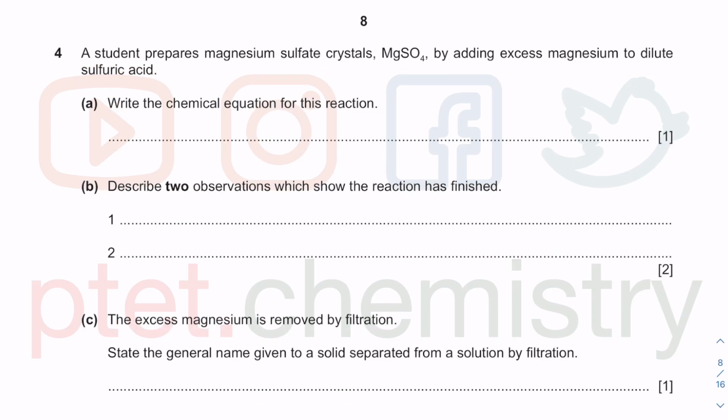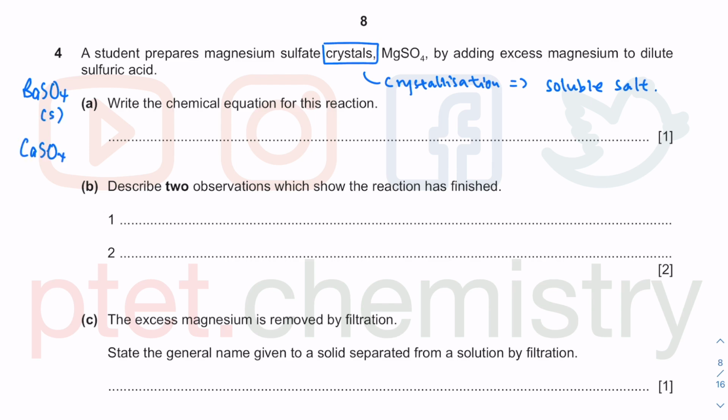In this question number 4, we wanted to prepare these magnesium sulfate crystals. So this is from crystallization. If we have crystallization, we are looking at a soluble salt. You do know that sulfates are soluble except for barium sulfate, white precipitate, calcium sulfate, white precipitate, lead-2 sulfate, white precipitate. They are typically prepared by this method called precipitation. So we are not using precipitation here.